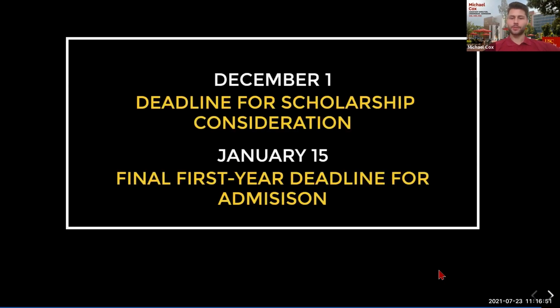And then if you want to be considered for merit scholarships, make sure that you apply by December 1st. This means submitting your Common Application and USC supplement. There is no separate scholarship application, so as long as you submit those things, Common App and USC supplement, by December 1st, you will be considered for merit scholarships. Otherwise, the first year final application deadline is January 15th.